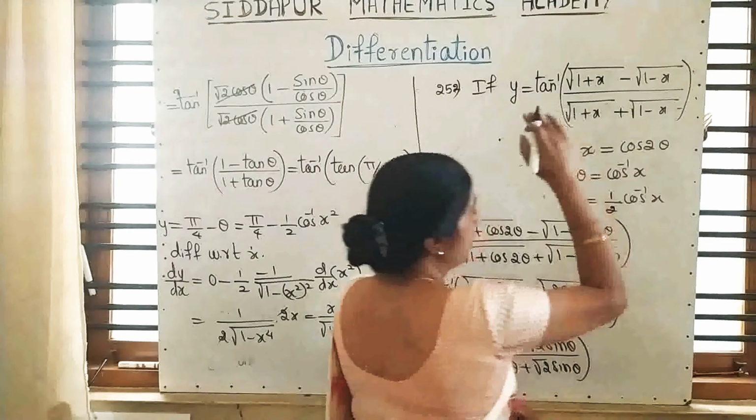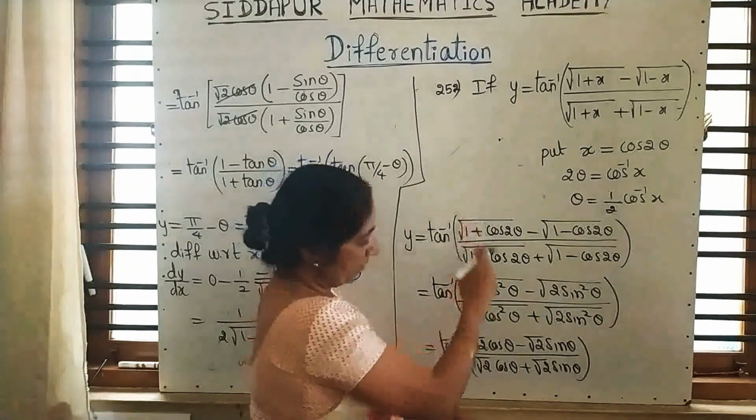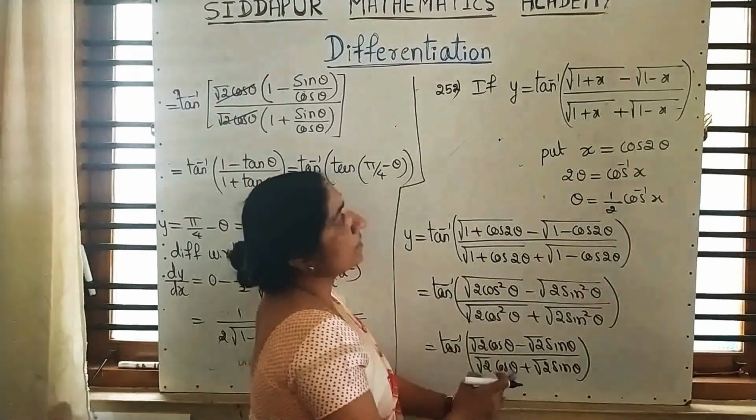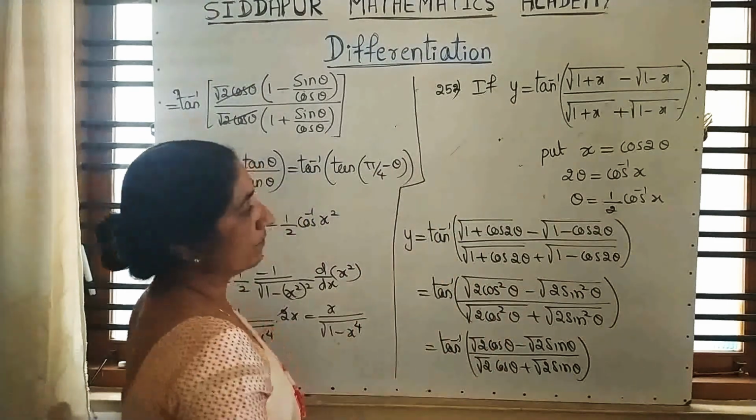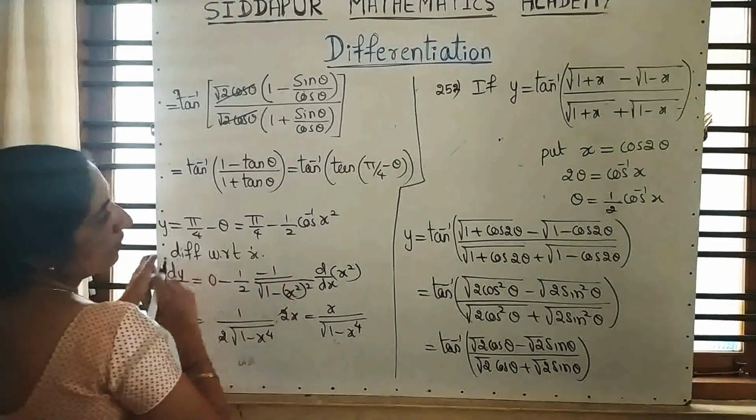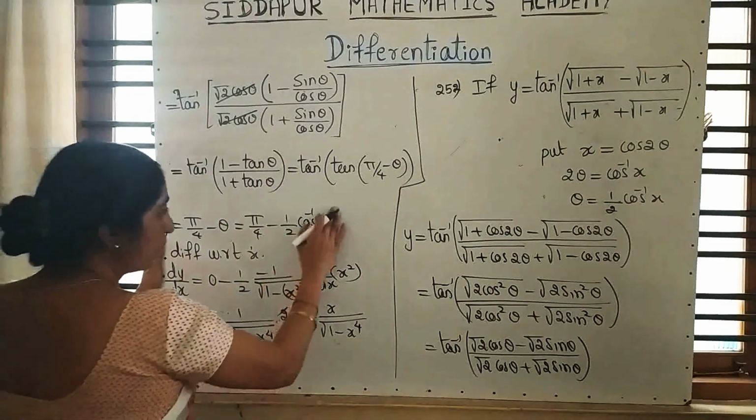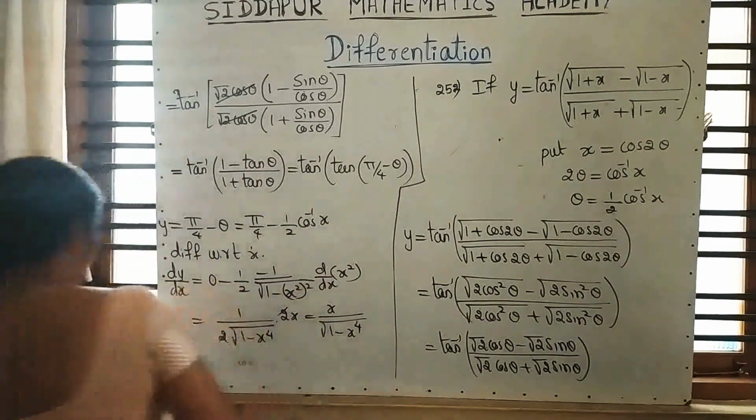Here instead of x square we have x. All the steps are the same, because instead of x square we have x and we are writing x is equal to cos 2 theta. So it is like this. And instead of x, everything is similar.